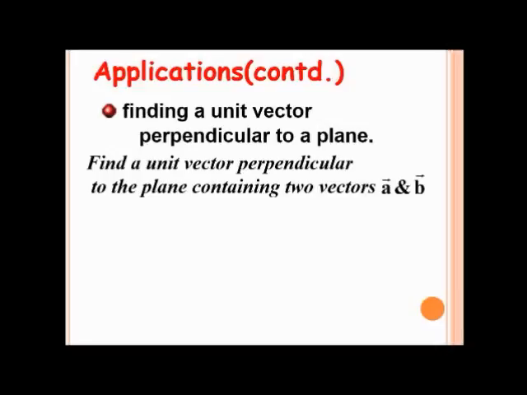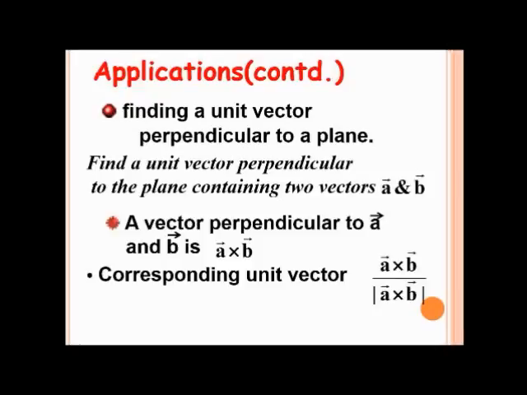Now you can find some applications, like finding a unit vector perpendicular to the plane. Suppose we are asked to find a unit vector perpendicular to the plane containing two vectors A and B. What will that unit vector be? That unit vector will be A cross B divided by the magnitude of A cross B. This is the corresponding unit vector which is perpendicular to the plane where the two vectors are lying.